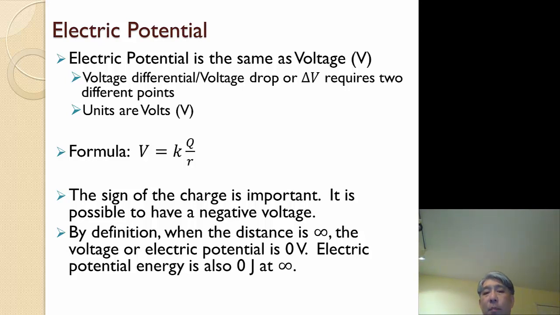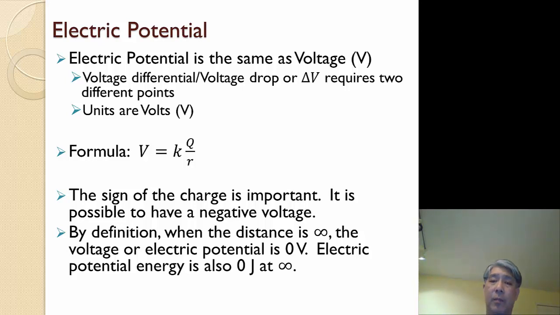By definition, when my distance goes out to infinity, I'm so far away from this central charge that I don't even know it exists really. And my voltage or electric potential at infinity is by convention going to be 0 volts. Electric potential energy would also therefore be 0 joules at infinity.